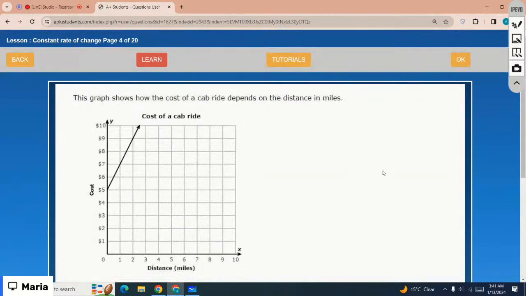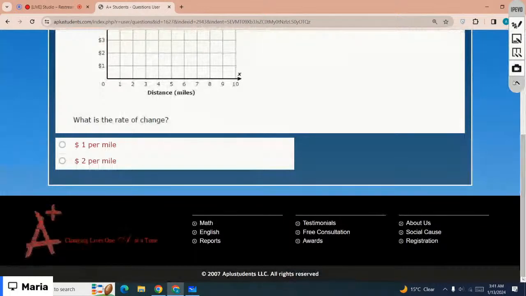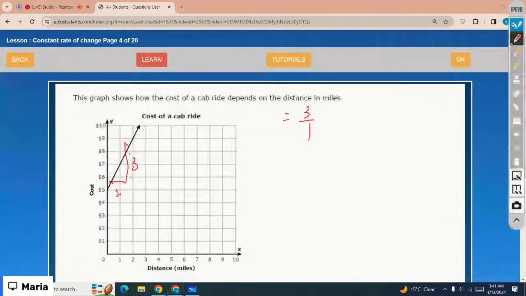Okay, this graph shows how the cost of a cab ride depends on the distance in miles. So let's just calculate the slope. So here is the first point and here is the second point. So make a triangle like this. So that is 2, 1. That is 2 over 1 and that equals 2. So the slope is 2. Got it?